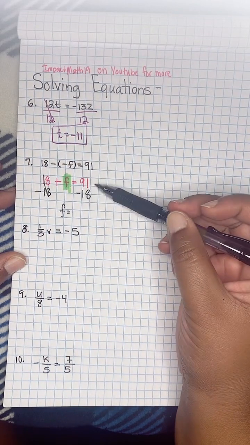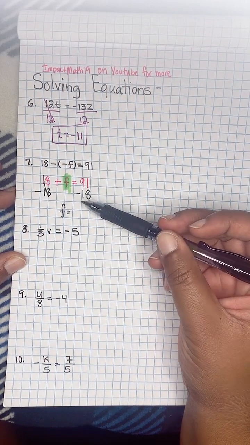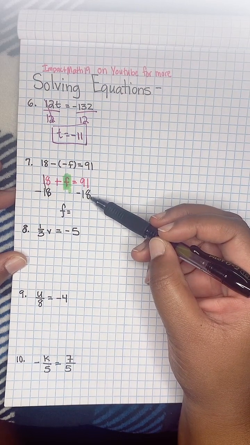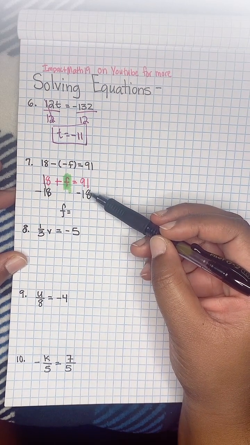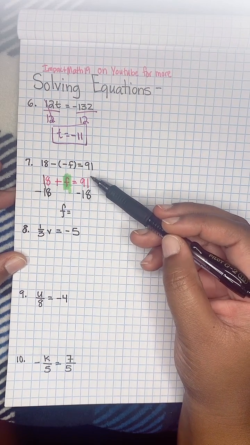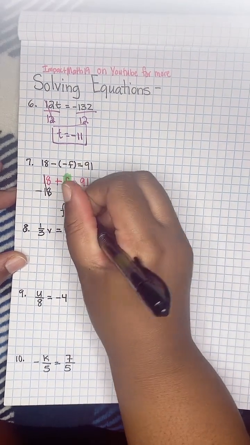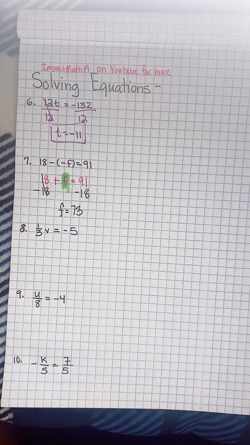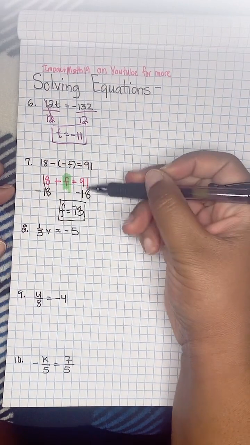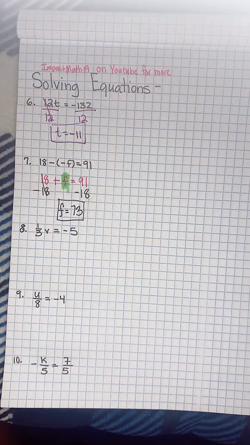So if we do 91 minus 10, that's 81. And then 81 minus 8. Well, 81 minus 10 gets me 71. Add 2 more. 73. Is that what you guys got? Good. 73.